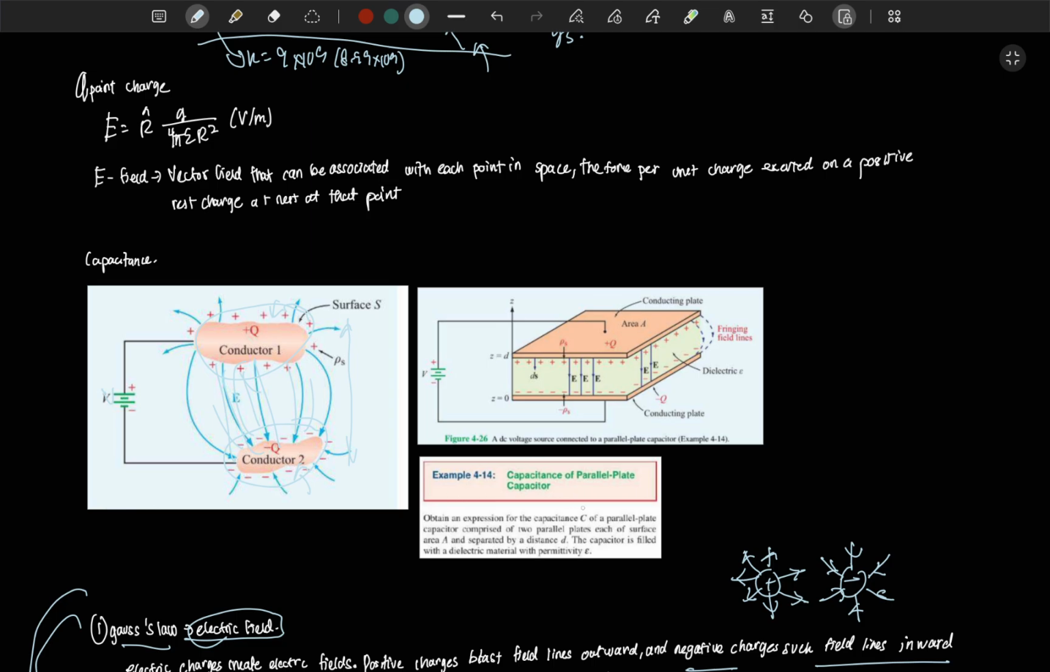Obtain an expression for the capacitance of a parallel plate capacitor comprised of two parallel plates, each of surface area A, separated by D and the permittivity E. So we need to express C using A, D and also the permittivity E.